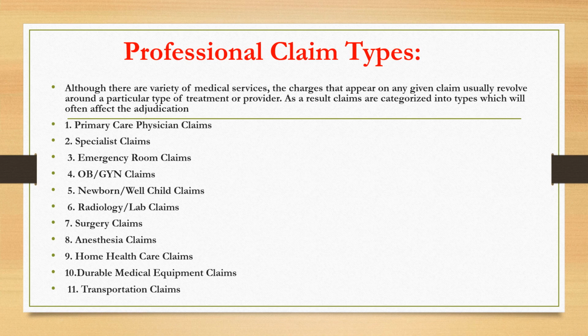Professional claim types. Although there are a variety of medical services, the charges that appear on any given claim usually revolve around a particular type of treatment or provider. As a result, claims are categorized into types, which will often affect adjudication. Primary care physician, specialist claim, emergency, OB/GYN claim, newborn, radiology, lab claims, surgery claims, anesthesia claims, home healthcare claims, durable medical equipment claims, transportation claims. These are all the professional claim types.